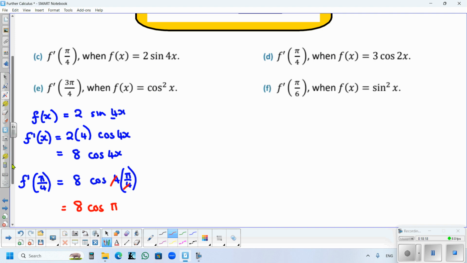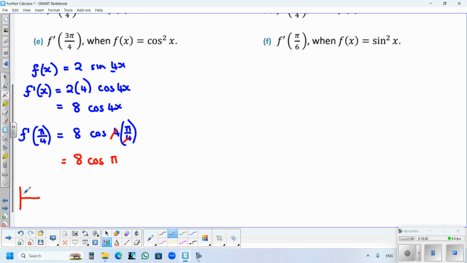Now remember, pi is 180 degrees. So there's my cos graph, starting at 1, down to minus 1, back up to 1 at 360 degrees. Pi is 180 degrees, so there's 180 degrees in there, and that's at minus 1. So that's going to be 8 times minus 1, which is minus 8.